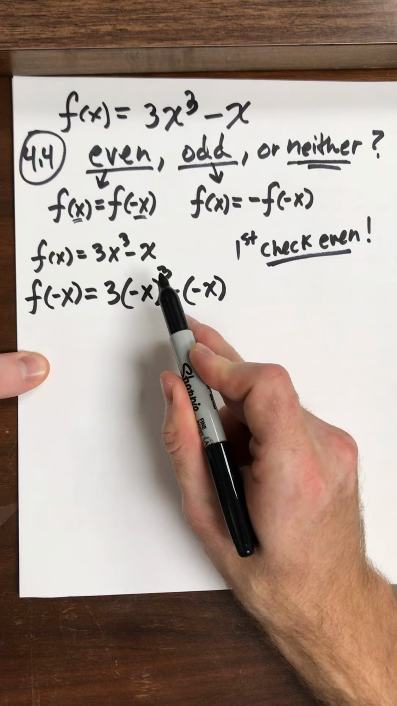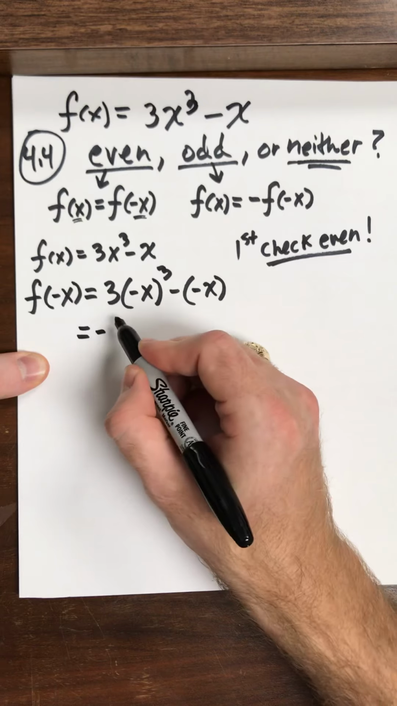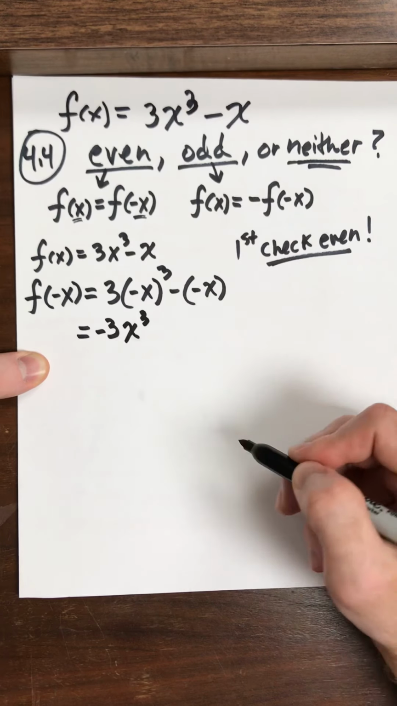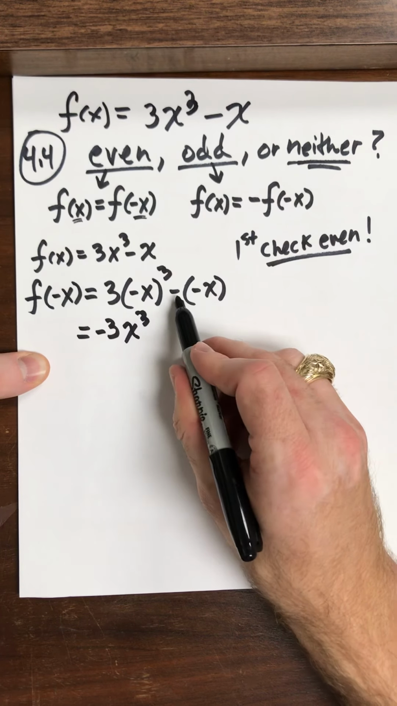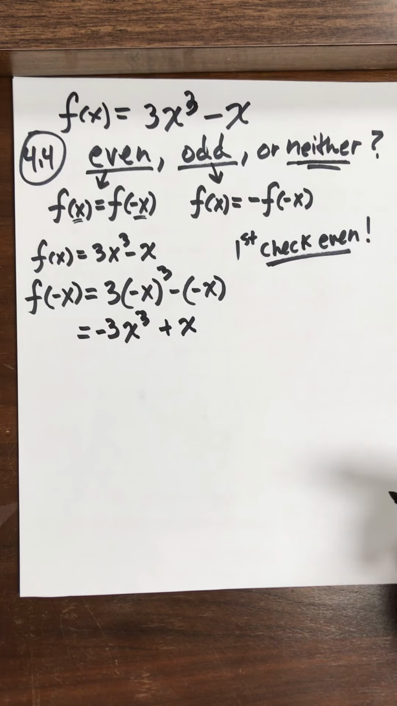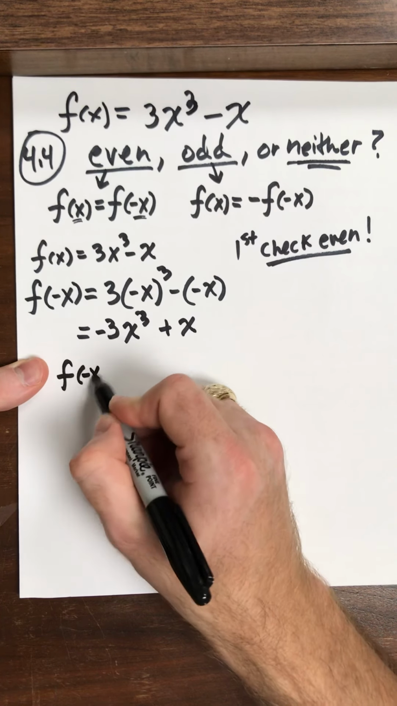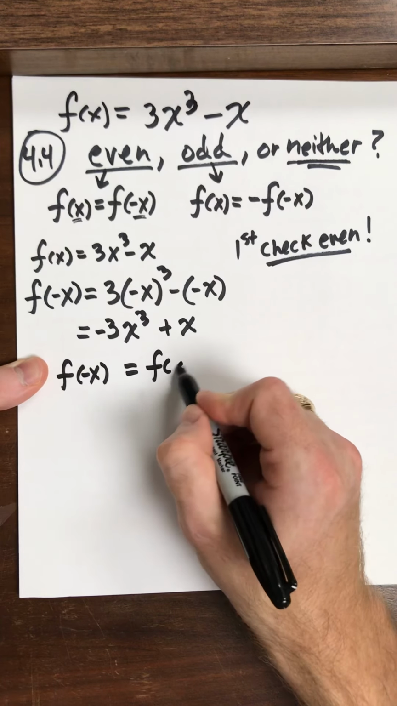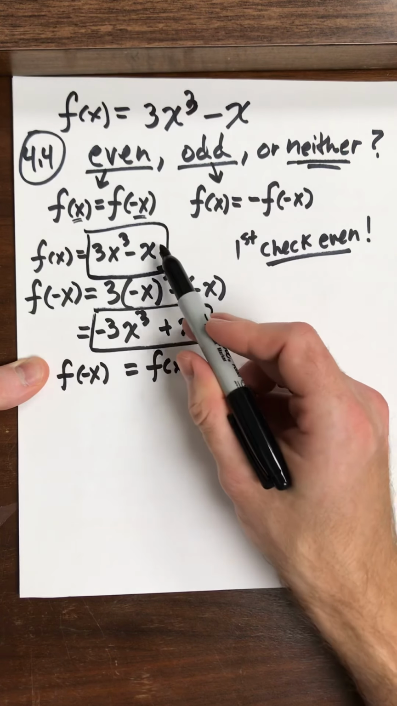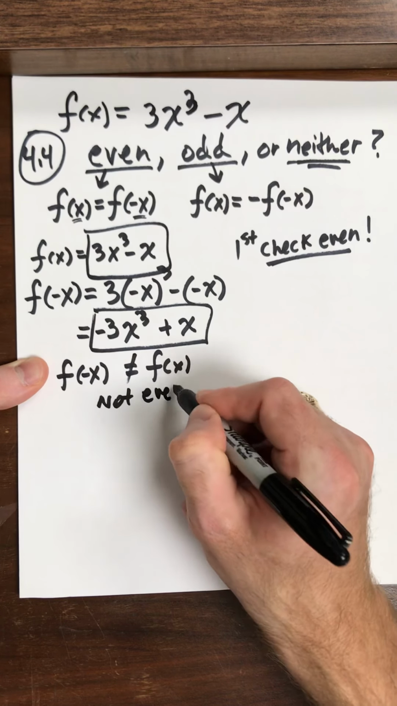Negative x cubed, so negative, negative, negative, makes a negative 1. So I have negative 1 times 3, which is negative 3. And then I have x cubed, okay? Over here, I have minus and a minus, which make a plus x. Now, I have to ask myself this question. Does this function, f of negative x, does it equal f of x? Well, as you can see here, these two are not equal to each other. So no, it's not even.